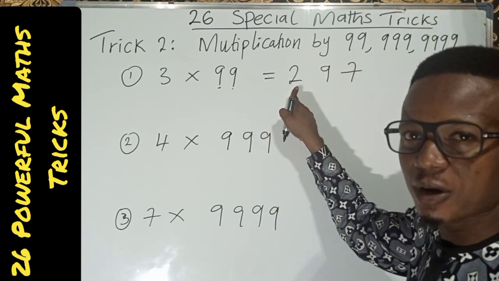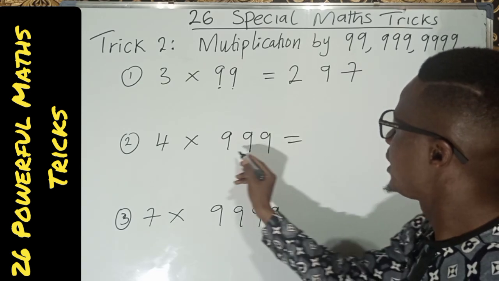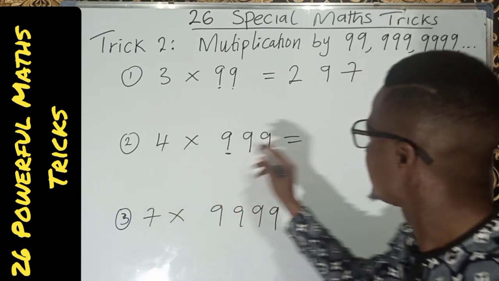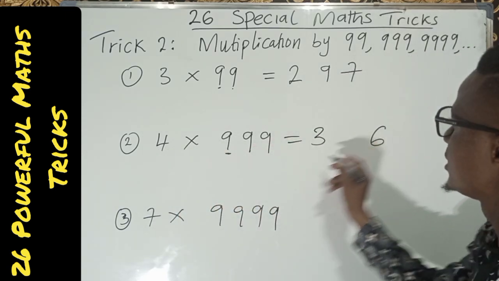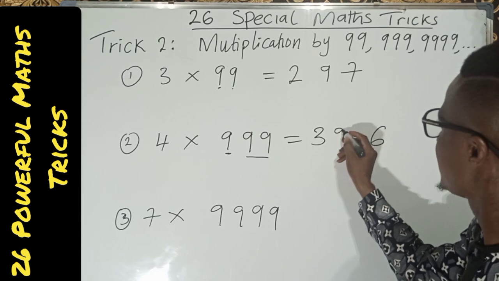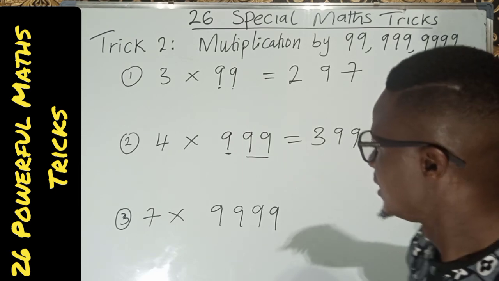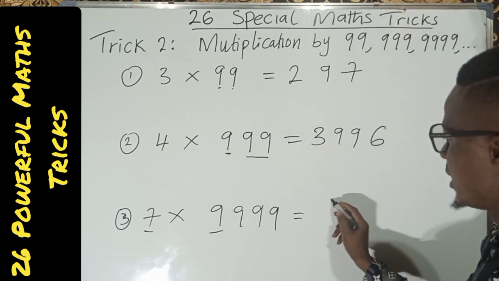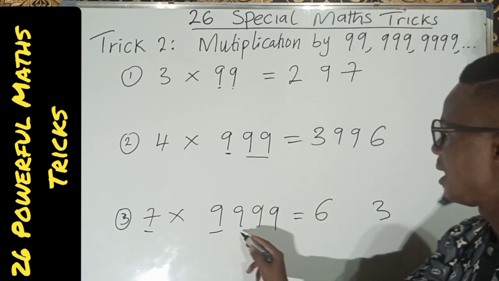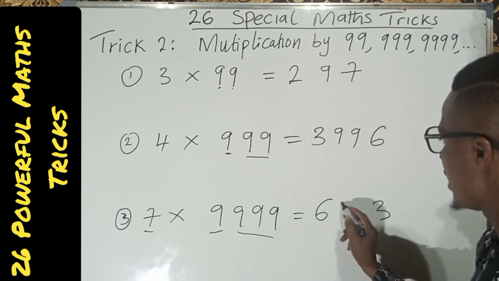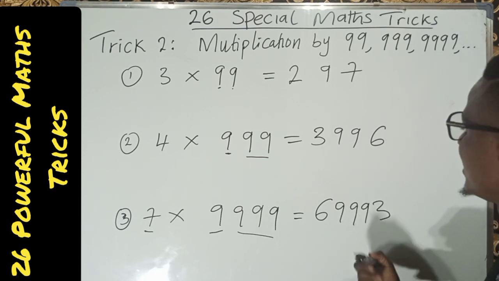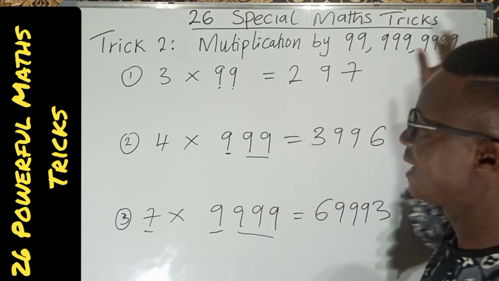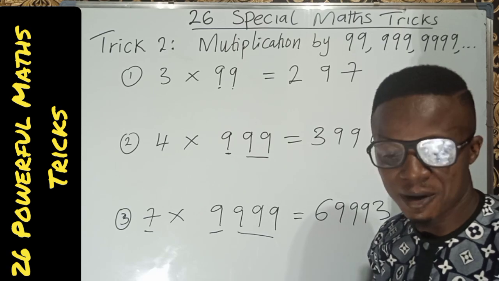The answer becomes 297. You come here again, take the first digit to multiply 4. 9 times 4 is 36. You write 36. How many 9s are left? 2 9s. You call it 99. 7 times this 9 will give us 63. You write 63. How many 9s are left? 3 9s. So you write 999. And this is the answer. That is how to multiply numbers that repeat 9. Let us go to trick number 3.